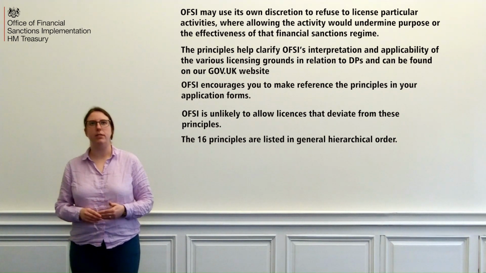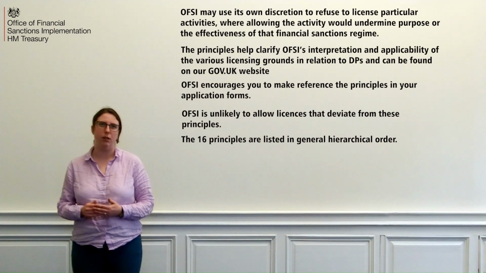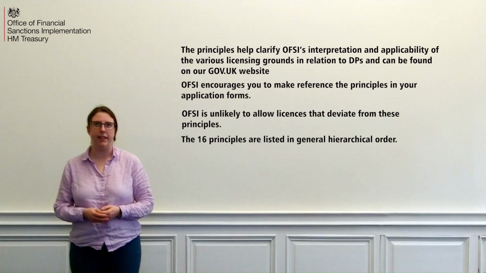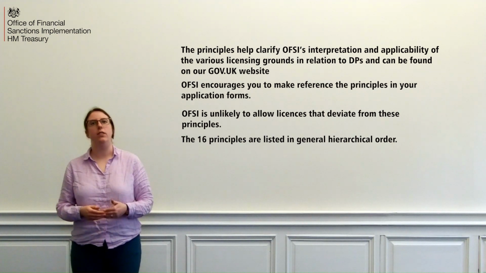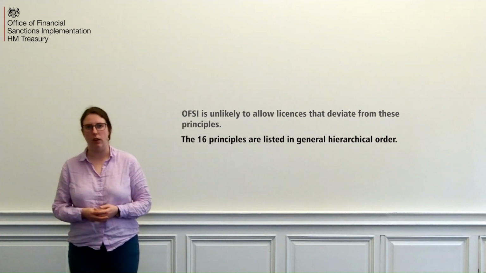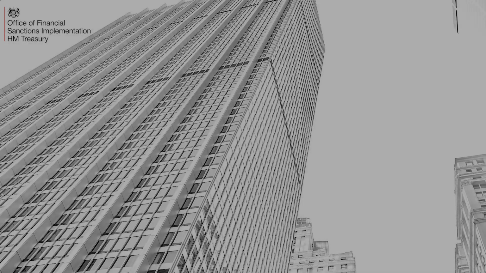And the second principle says that we won't license activity where it could undermine the integrity and objectives of the sanctions regime, which will be the regime under which you're applying, depending on where the designated person is listed. And we won't allow that if it undermines it either in terms of the nature of the activity or the value of what would be licensed.